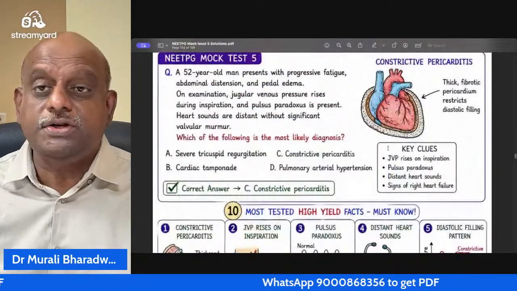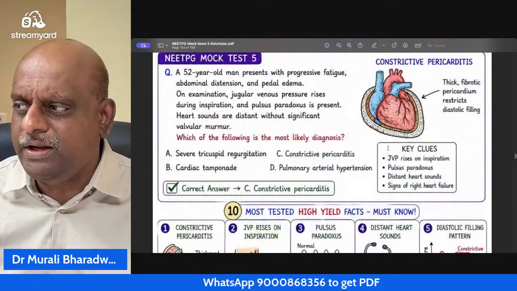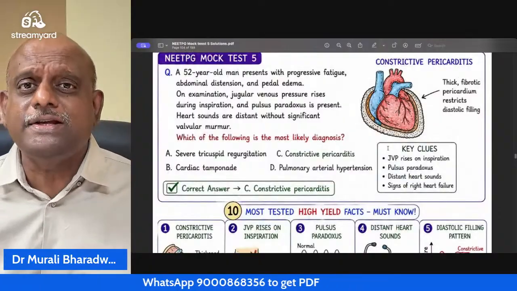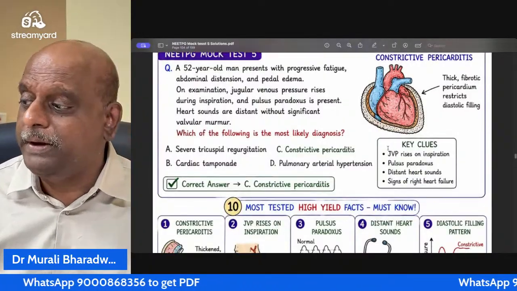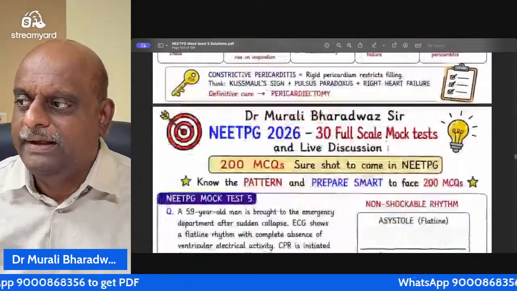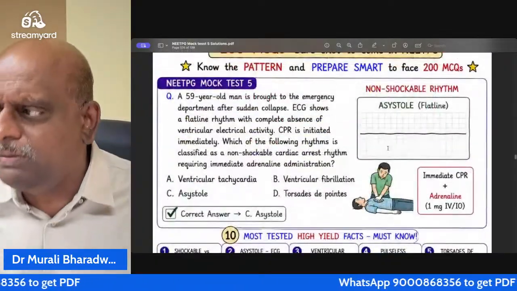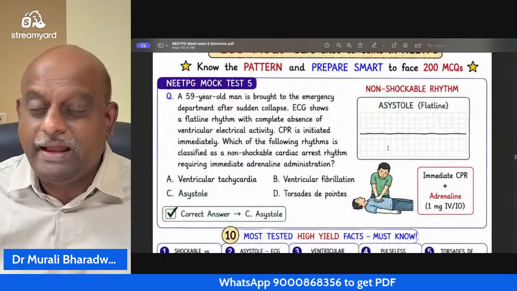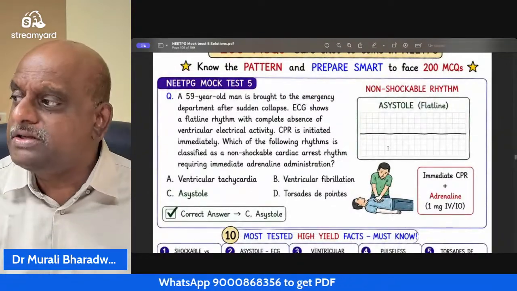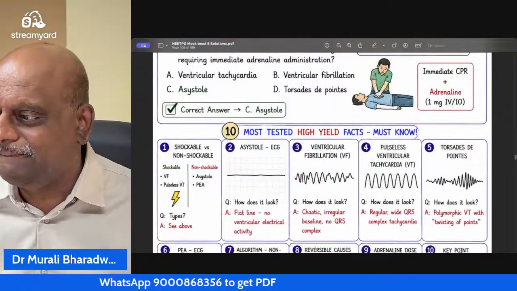Pulsus paradoxus, rise of the JVP during inspiration, Kussmaul sign, classical of constrictive pericarditis. So, non-shockable cardiac arrest rhythm, which requires adrenaline administration, is asystole, flatline.